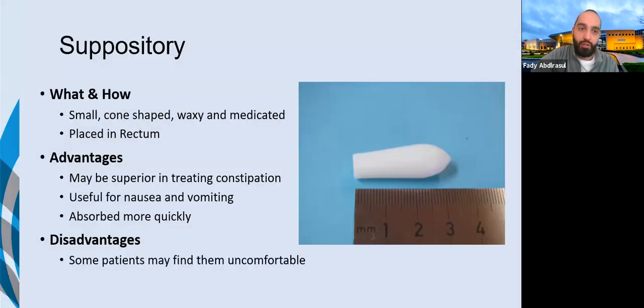All right, suppositories. They're small cone-shaped waxy medications. And again, they're placed in the rectum and they're absorbed that way. May be superior in treating constipation and very useful for nausea and vomiting, right? If a patient is throwing up, you're not going to want to give them a tablet or a solution to help with the nausea and vomiting because they might just throw it right back up. And that's a waste of a dose. So a suppository might be a better dosage form as well. And they are absorbed more quickly. And obviously the disadvantage is patients find them uncomfortable. I don't blame them, but it could be uncomfortable to take.